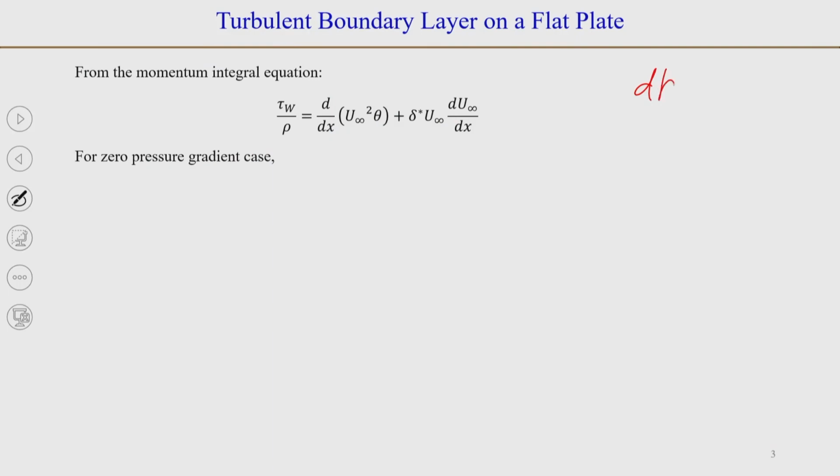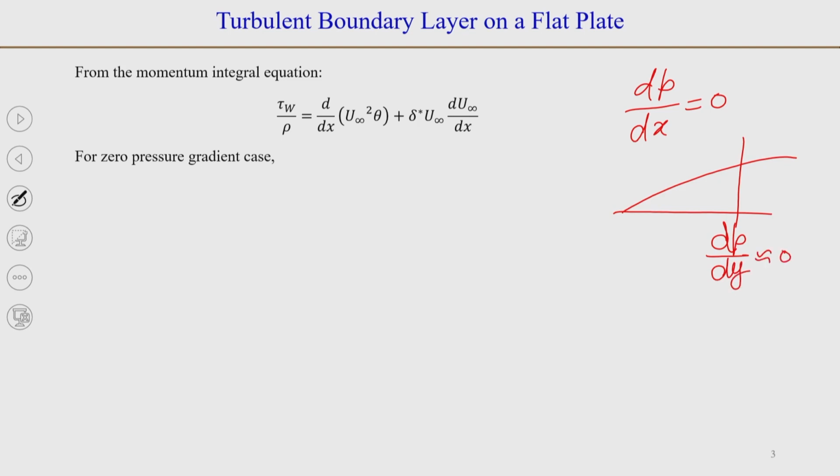That means dP by dx is equal to 0, and in a boundary layer, when we derived the boundary layer equation, we said that dP by dy is approximately 0. So, pressure is not a function of y. So, the same pressure field that is there in the outer flow will be valid in the boundary layer.